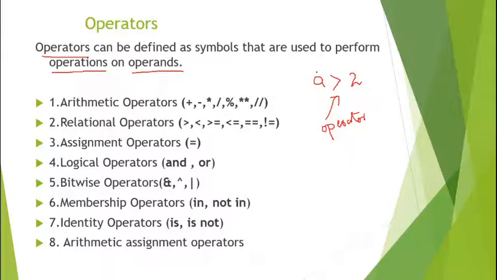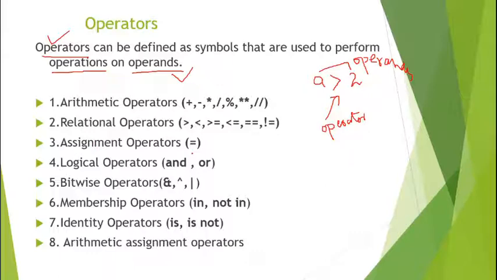Here in this example, a and 2 are known as operands, and the greater than symbol is the operator. This operator performs some action or does some calculation on operands. So many types of operators are there. There are arithmetic operators and relational operators. Arithmetic operators do addition, subtraction, multiplication, division. And relational operators, greater than and less than, check comparison between two values.